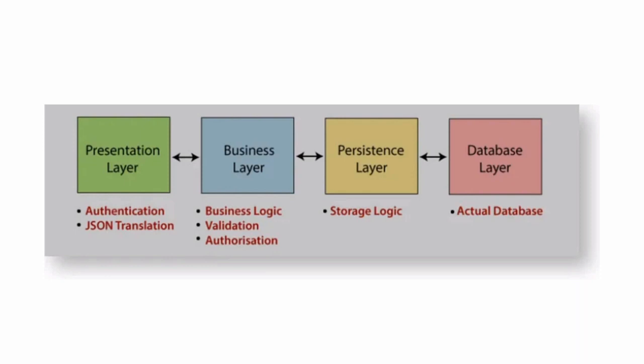Now look at the diagram. I am trying to demonstrate that every layer of a Spring Boot application communicates directly with the layer below it. The first one is the presentation layer. The presentation layer handles the HTTP request, translates the JSON parameter to an object, authenticates the request and transfers it to the business layer.